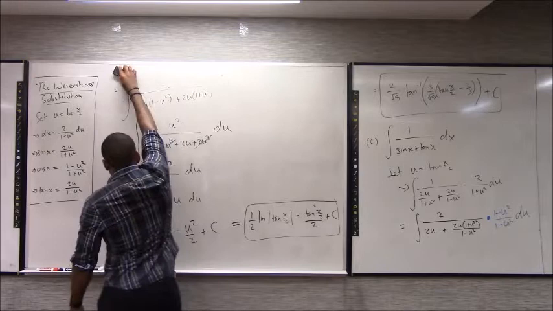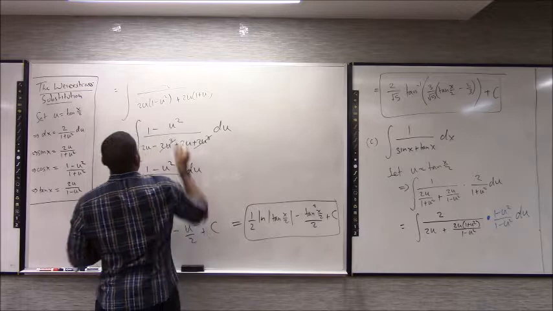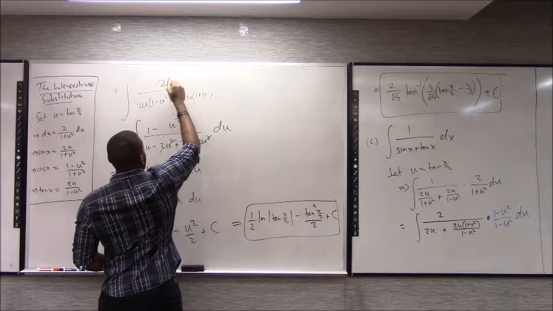I should probably erase over that first. I had 2 times 1 minus u squared.